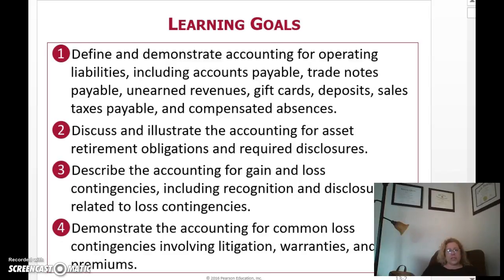Common contingencies such as litigation, warranties, and premiums are the subject of Learning Goal 4. As the authors seek to introduce students to common contingencies, you'll gain the value of various examples provided for demonstration with Learning Goal 4. To examine warranty expense, the authors introduce the concept of base warranties and extended warranties under the accrual and cash basis approaches.